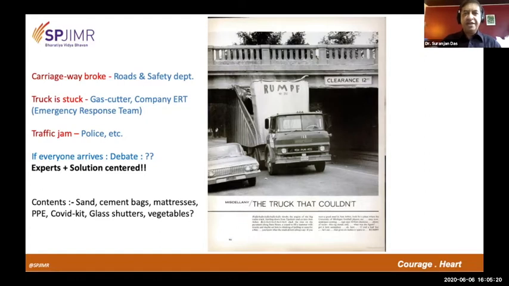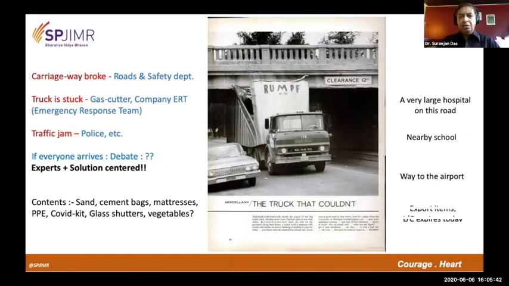What happened so far is that everyone thought about the place where the truck is stuck. Did anyone ask, is there a very large hospital on this highway? Probably no one asked that question. Second, is there a school nearby on this highway? Is it a way to the airport? Which means now the traffic is very different, and the traffic jam becomes more important. Or are there export items inside? For example, the letter of credit expires today, today is the last day, and the truck is going to the border. Then the contents are more important than anything else, and it has to reach the border, and so on and so forth.